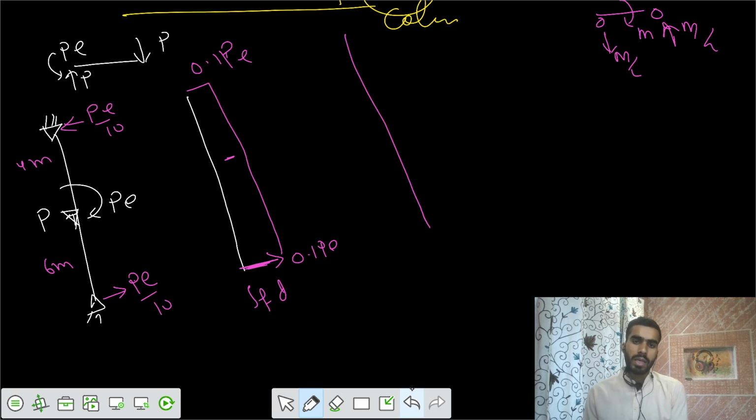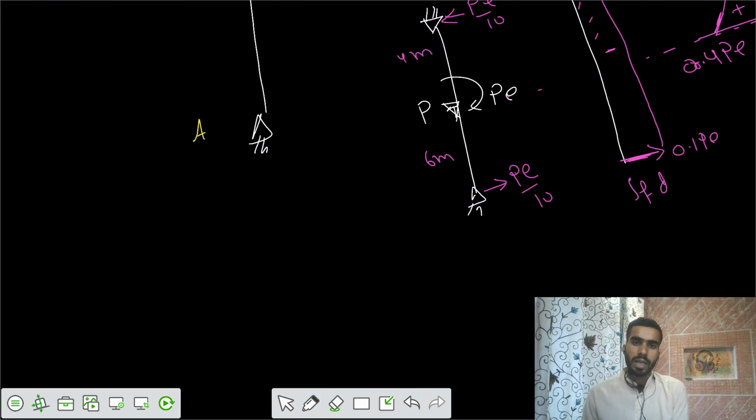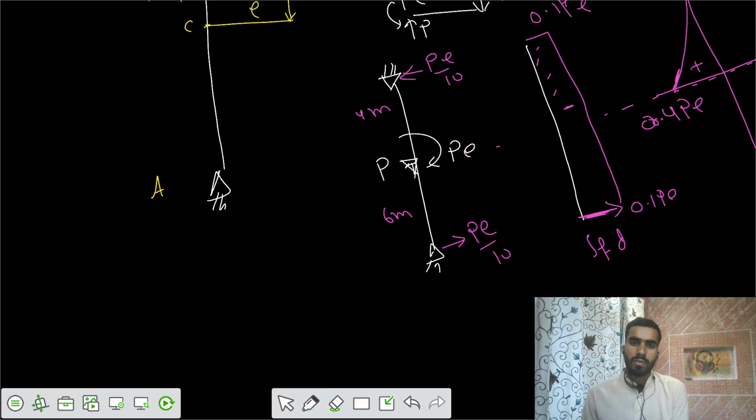If you want to draw the BMD, I would say up to this point, what is the area of the SFD? That is 0.1 PE into 6, that is 0.6 PE, negative BMD. And after that, there is a clockwise moment of PE, so it would increase such that the final value is 0.6 PE minus PE, that is 0.4 PE. And the area between these 2 points is also 0.4 PE. Finally, you can join that. So this is your positive and negative BMD.